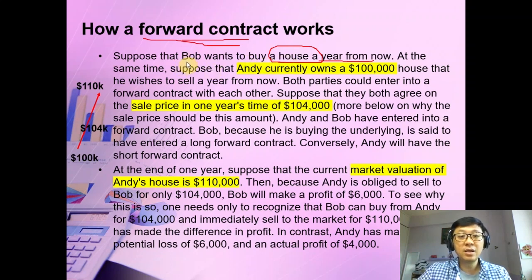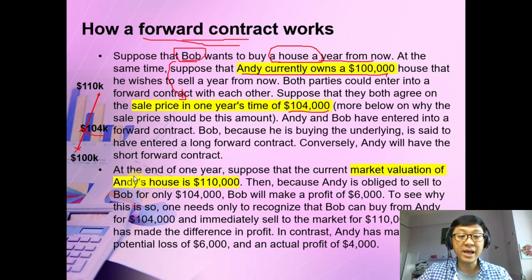So now we have Bob who wants to buy a house. Andy currently owns a house that is valued at 100,000. So the settlement is Bob will buy the 100,000 house in 1 year's time at this price, a slight increase from the market price. So in 1 year's time, the housing price is here. Andy will sell the house in 1 year's time at 104K. So that's the understanding.